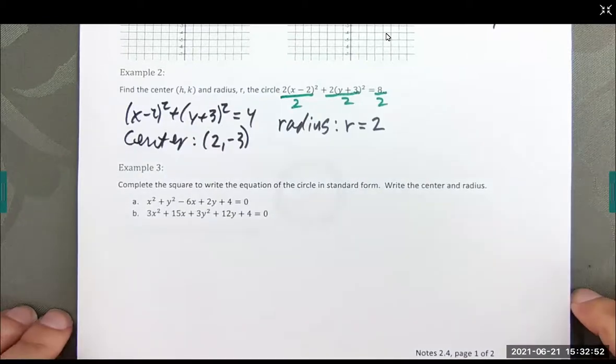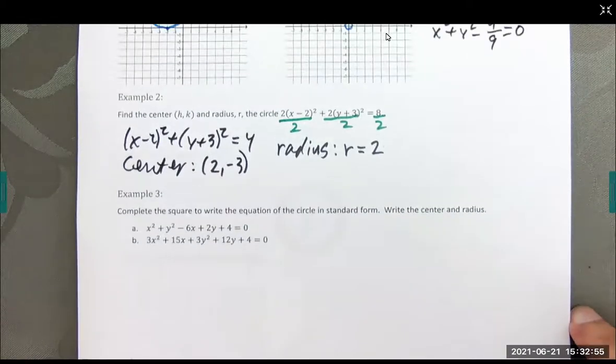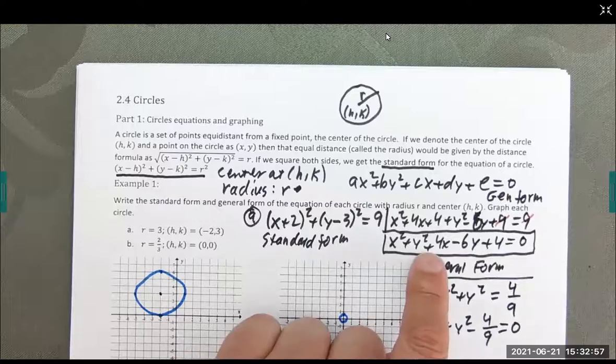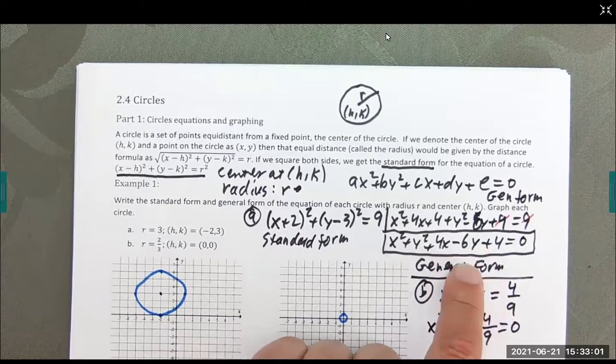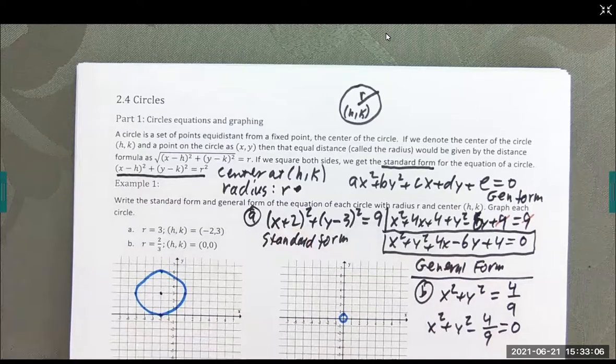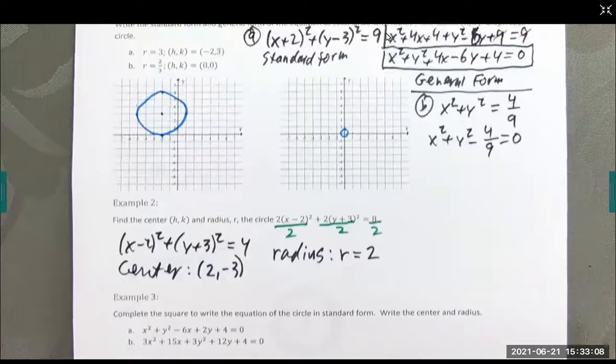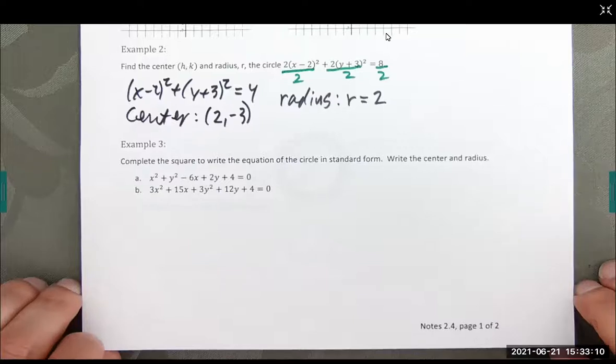We did it. We are now going to go in the opposite direction. Here, we got standard form and then FOIL it out to get general form. Now we're going to be asked, what if we're given general form? How do we get it into standard form? And that process, we're going to have to use completing the square. Let's start with part A.